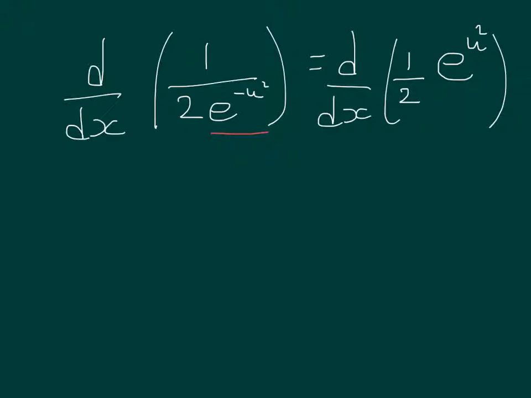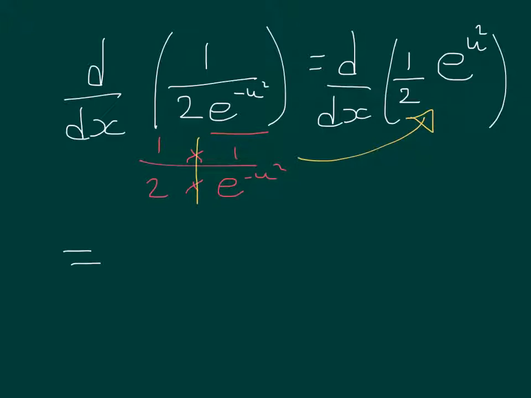And the reason we can do this, if you like, is because this is just a half times e to the minus u squared. And then I can just split it up into 2 fractions and multiply it, which is what I've done going up to here. Okay, so now I can differentiate it using my chain rule. So my chain rule says differentiate the function first of all, and then differentiate the function that's inside the function.